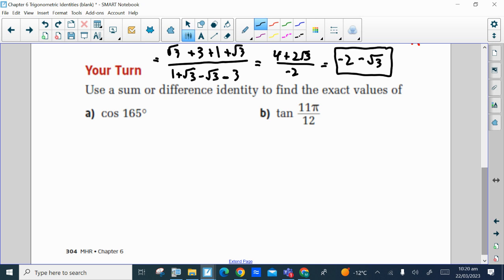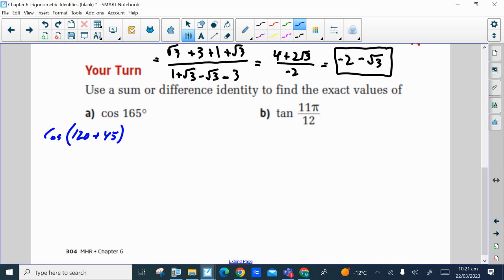So, again, we're going to use sum and difference identities to find the exact value. The first one, the cosine of 165. Well, 165 degrees is not on the unit circle. But we can use the sum identity for cosine because 120 plus 45 does equal 165, and they are both on the unit circle. 120 degrees has a reference angle of 60.